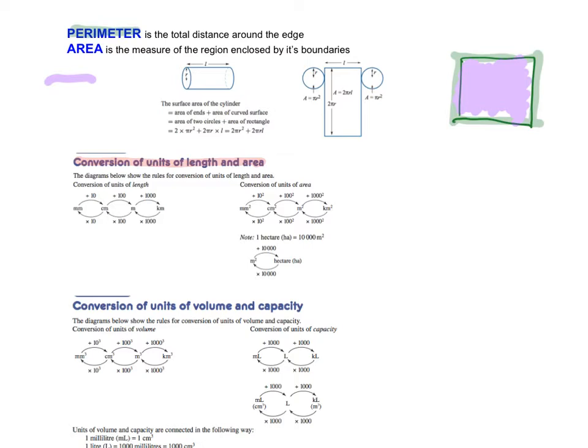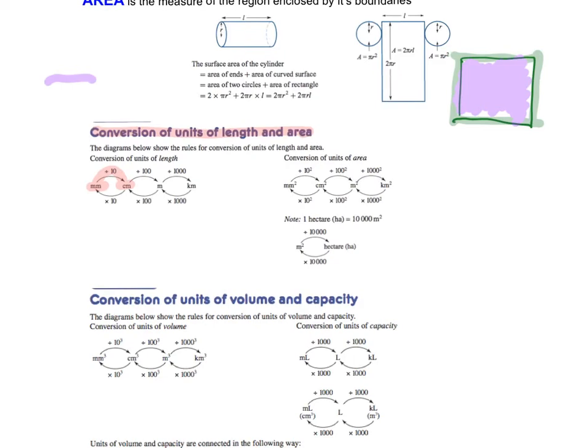If you're going from, say, millimeters to centimeters, if you're going from here to here, you follow the arrow. That would mean you would divide by 10. Yeah, can you see that? Now, if you were going from, let's say, kilometers back to meters, you would have to times by 1,000. Now, I want you to be really careful too.